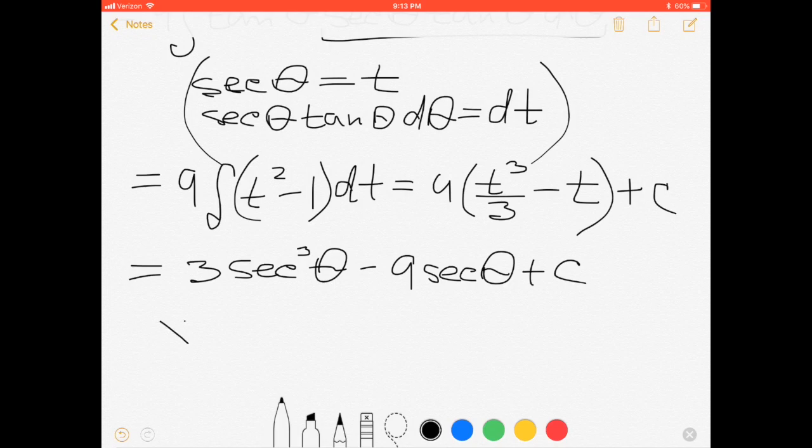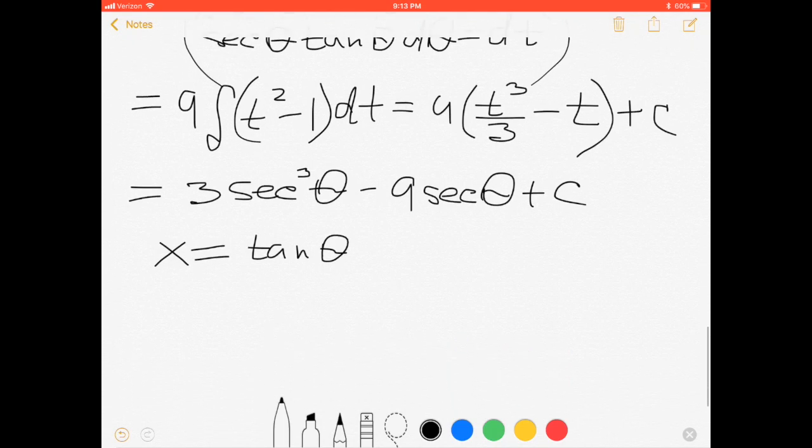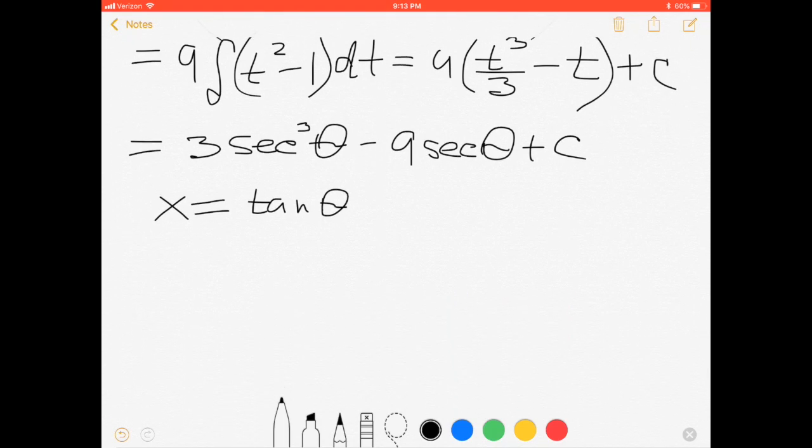You remember we have the substitution x equals tangent theta. This means, what kind of triangle do we have here? We have a right triangle. You always work with a right triangle. This is angle theta, and tangent theta equals x. This means here will be x, this will be 1, and about the hypotenuse, it is the sum of squares, and take the square root.